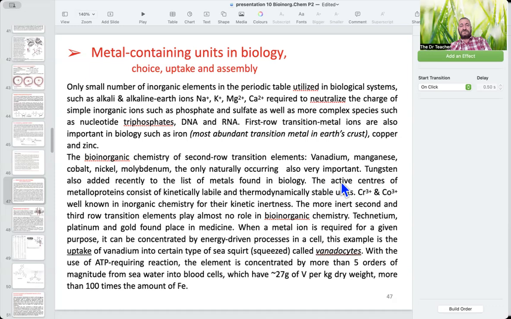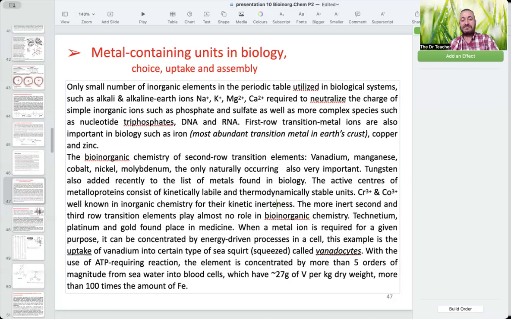Here is the active site. The active centers of metalloproteins consist of kinetically labile and thermodynamically stable units. Chromium 3 and cobalt 3 are well known in inorganic chemistry for their kinetic interest.